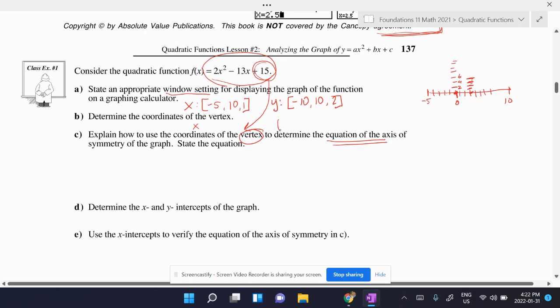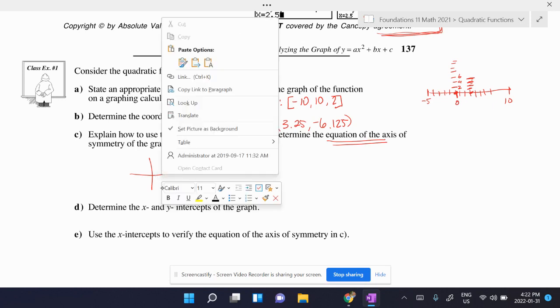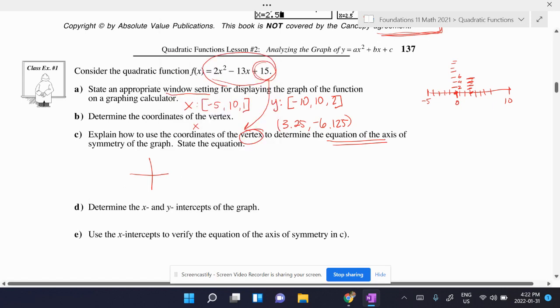Hopefully you found here that this is 3.25, and this is negative 6.125. So on your graph, that means that when x is 3.25, y is negative 6.125.